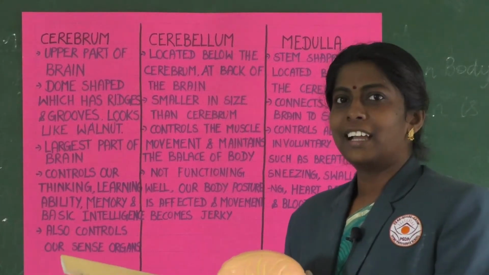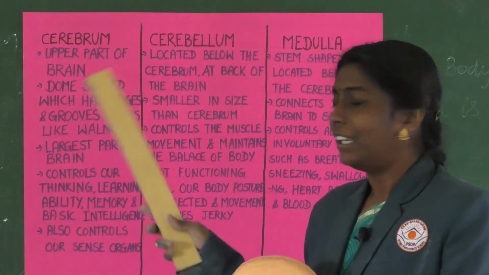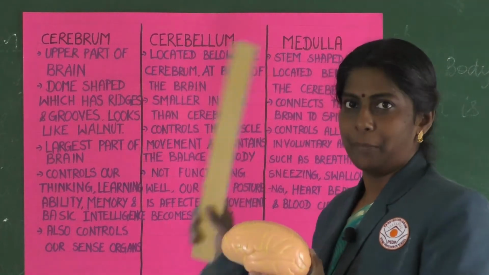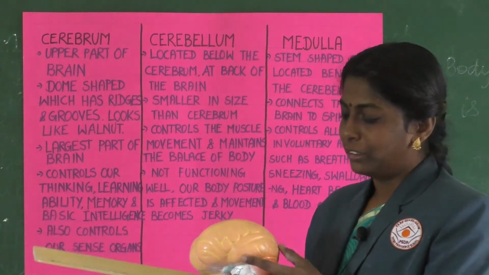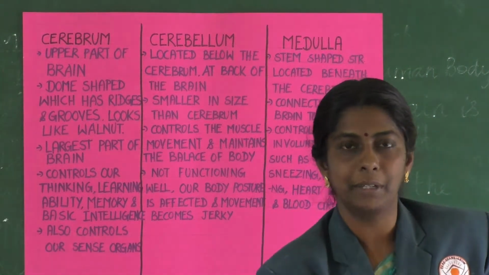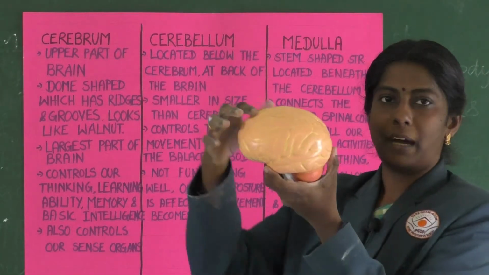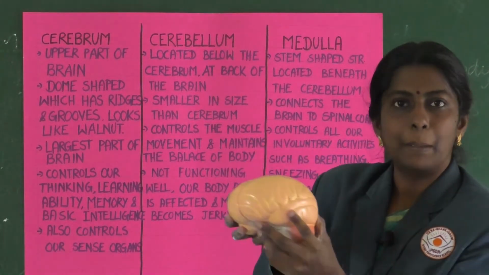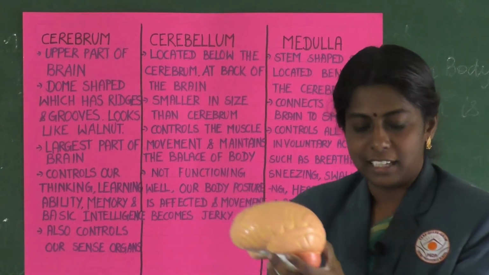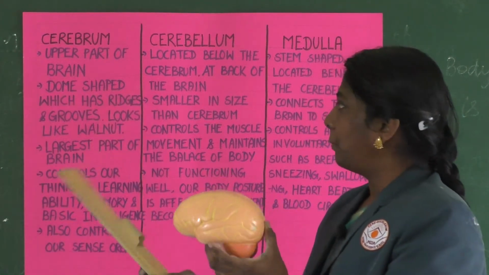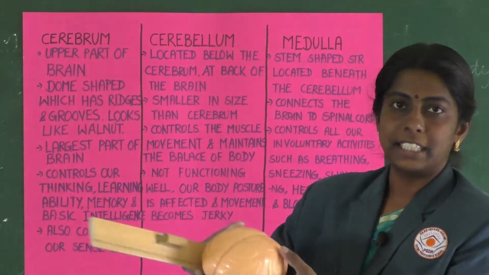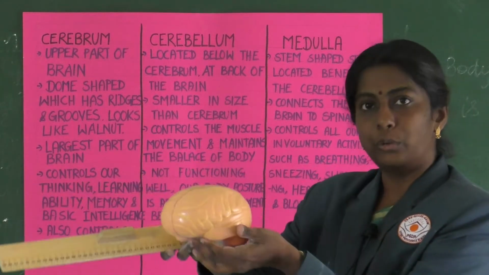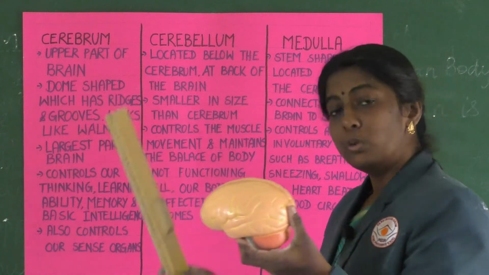Clear? So children, as I mentioned earlier, the human brain is divided into three parts: cerebrum, cerebellum and medulla. Now we are going to learn about the cerebrum. You can see the model, the top part. The cerebrum is the upper part of the brain. Its dome shape has ridges and grooves. It looks like a walnut.